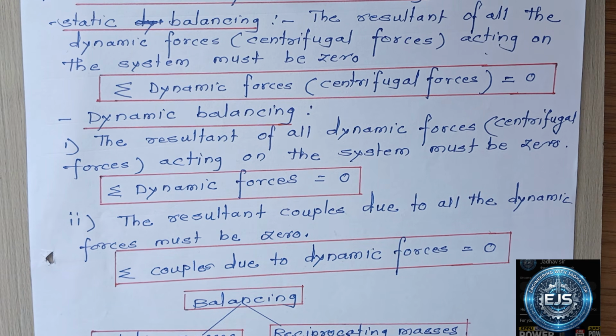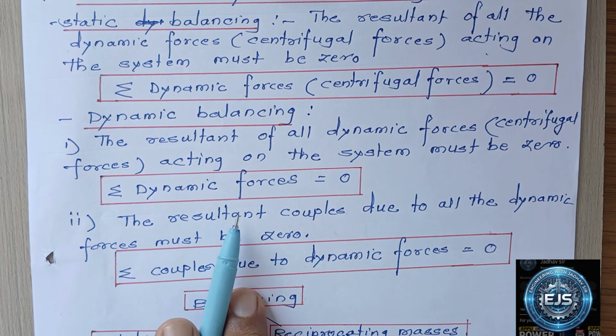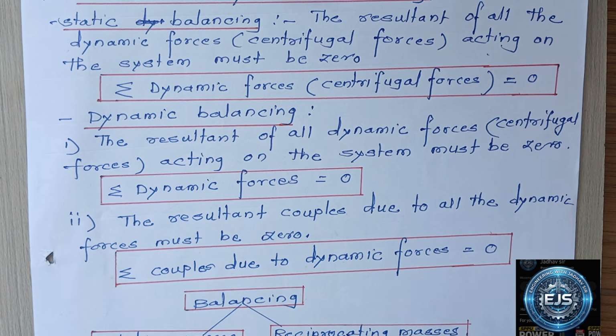So in dynamic balancing, the algebraic summation of dynamic forces must be equal to zero, and the algebraic summation of the couples due to these dynamic forces must be equal to zero. I repeat, a couple is nothing but force into distance. The algebraic summation of the couples due to dynamic forces must be zero, and the algebraic summation of the dynamic forces or centrifugal forces acting on the system must be zero. These are the two important conditions for dynamic balancing.